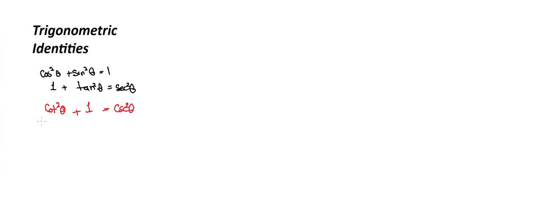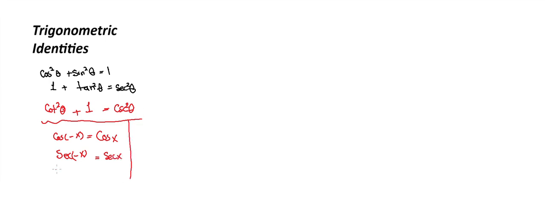We said also for even and odd functions, the one that will give a negative sign is what? Cosine and its reciprocal. So cosine of negative x equals cosine x. This is the only function that will give a positive sign, and its reciprocal too, which is secant of negative x equals secant x. Also, we proved them graphically.